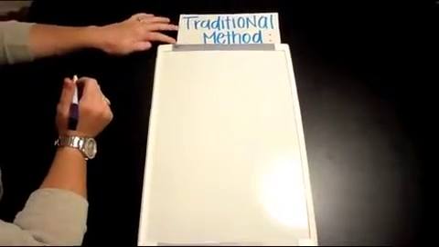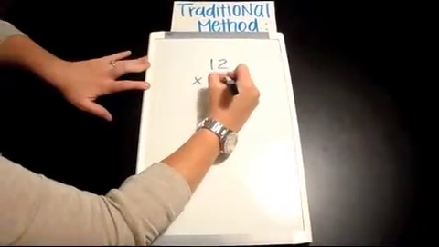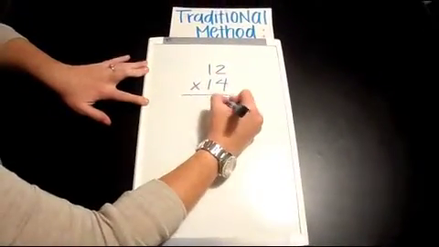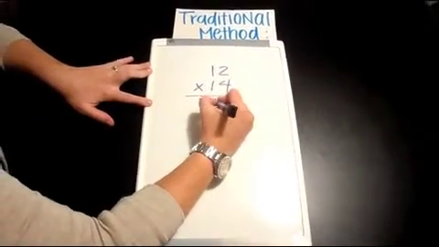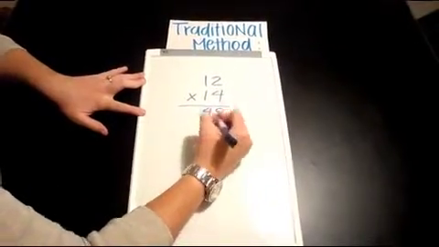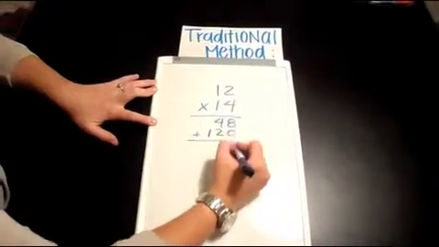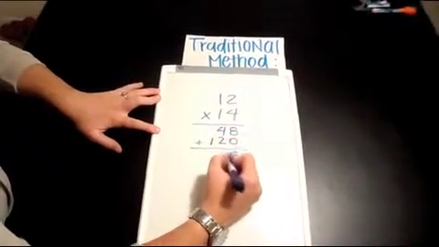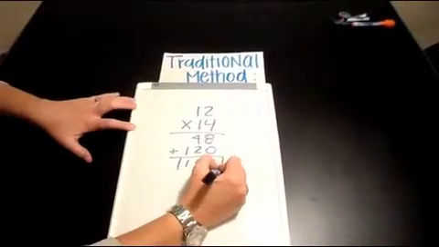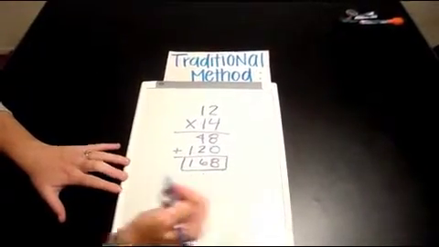Now for the traditional method. So we have 12 times 14. So we start with the 4 times the 2 is 8. 4 times 1 is 4. We add the 0. 1 times 2 is 2. 1 times 1 is 1. Now we add these up. 8 and 0 is 8. 4 and 2 is 6. 1 we bring down. 168, just like we got with the base 10 blocks and place value block.